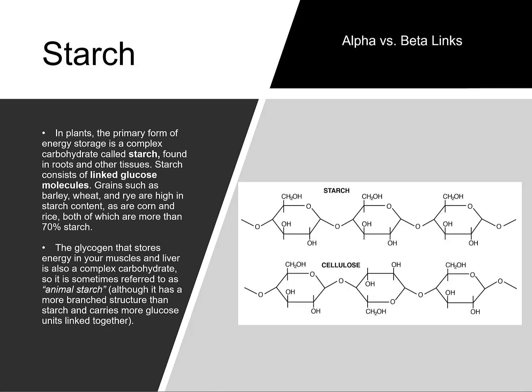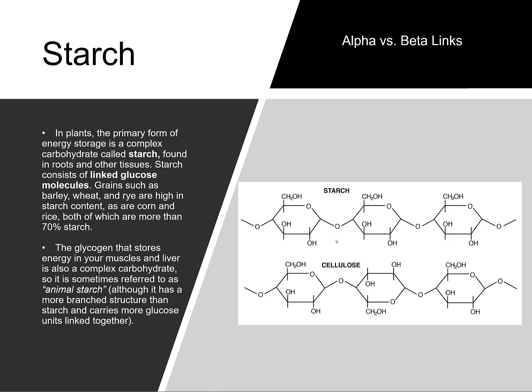So starch in plants, the primary energy storage in complex carbohydrate, is called starch. It's found in roots and tissues. It consists of linked glucose, which can be broken down in an alpha configuration. Grains such as barley, wheat, and rye are high in starch content, such as corn and rice, both of which are about 70% starch. Glycogen, which stores energy in your muscles and liver, is also complex. We refer to this as animal starch, and it's usually more branched, but it's still composed of alpha links. So these alpha linked starches are important.